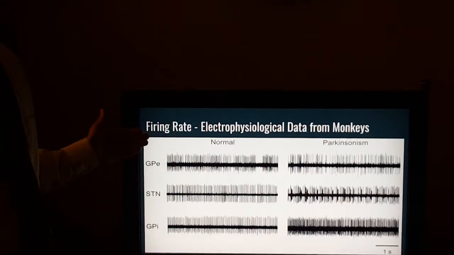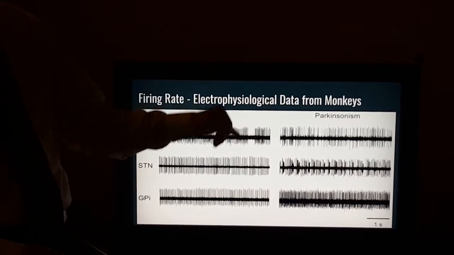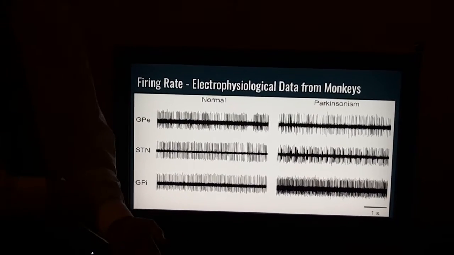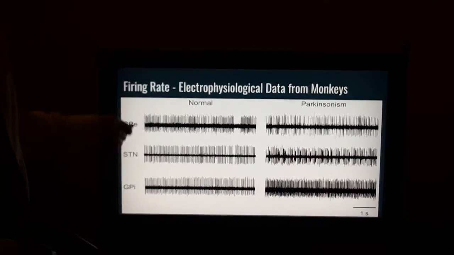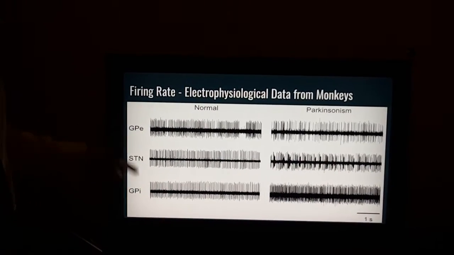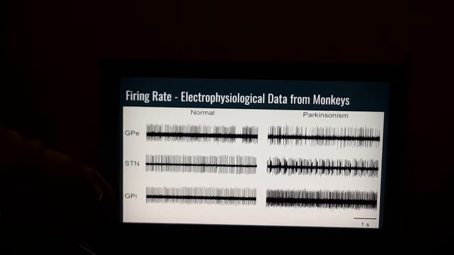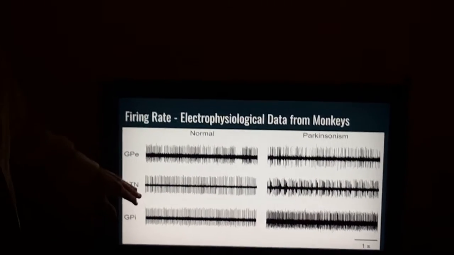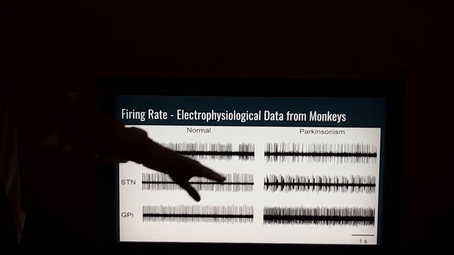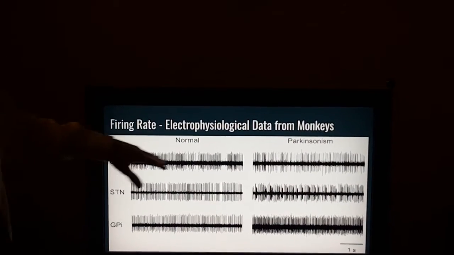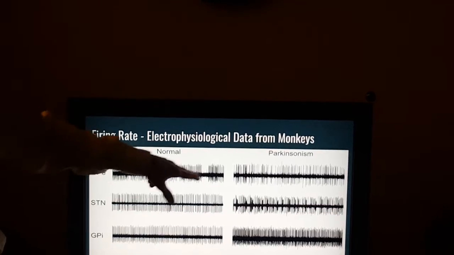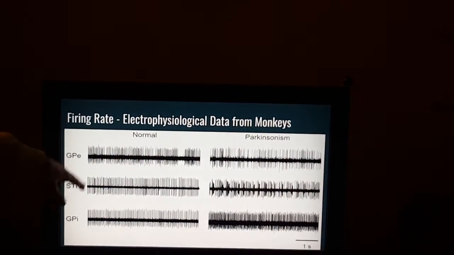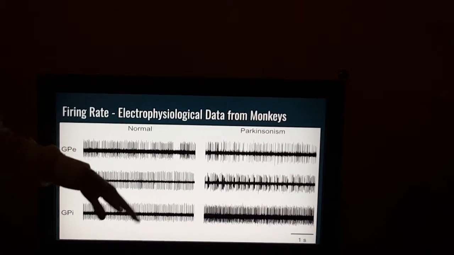We get firing rate. These are electrophysiological data from monkeys. Firing rate, think of something like an EMG, an electromyograph. So this is activation of these different signaling pathways. We can see in a normal monkey that the signals are more or less consistent, except for this one signaling protein, but that's to be expected. They're very consistent, very normal.